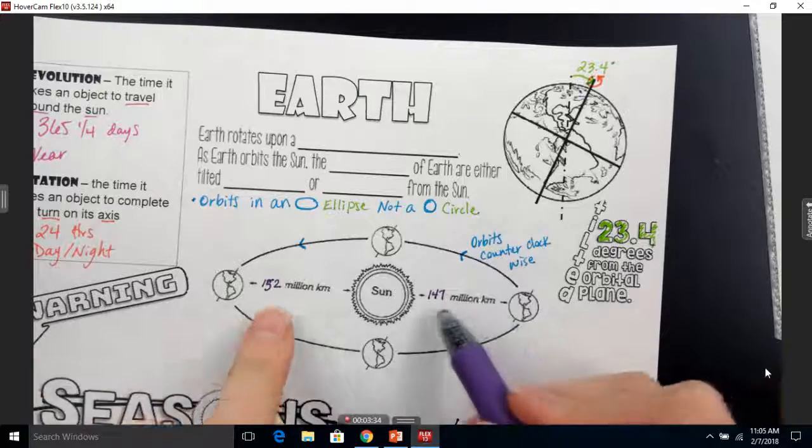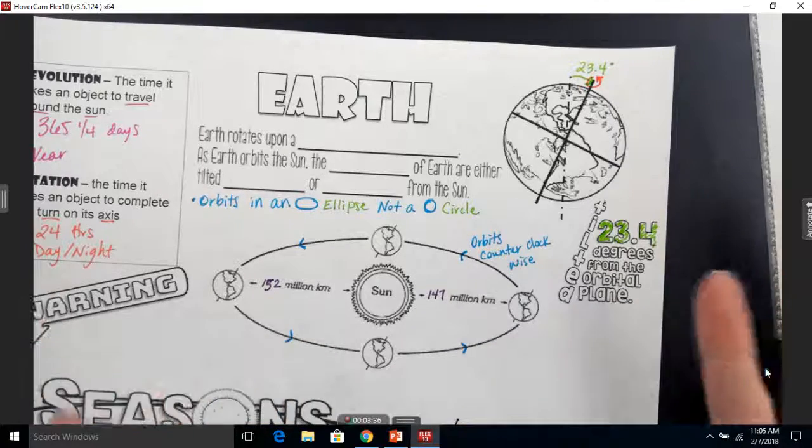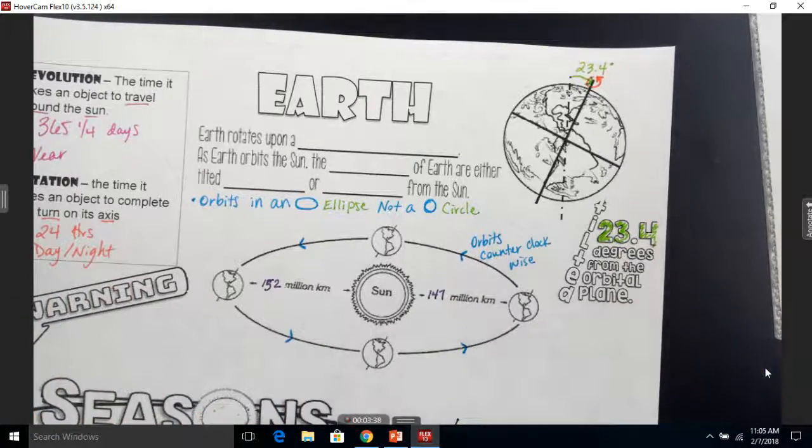But aren't those numbers kind of close together? If we're looking at that big scale, is there a lot of difference between 152 million kilometers and 147 million? No. Why is there a difference? I don't know exactly why. I don't have the answer.